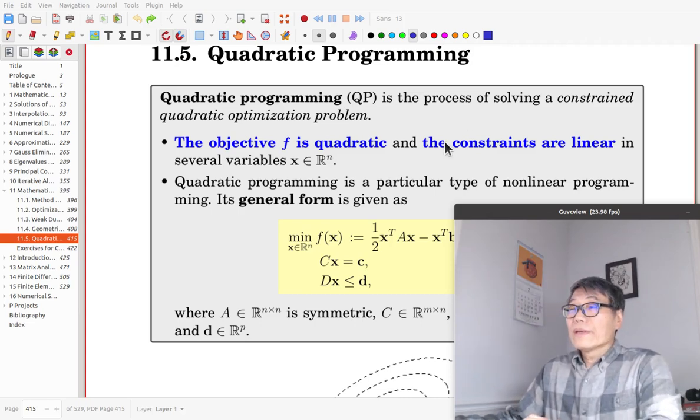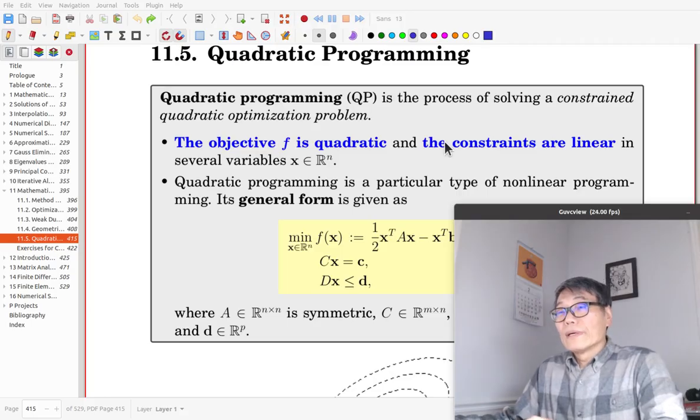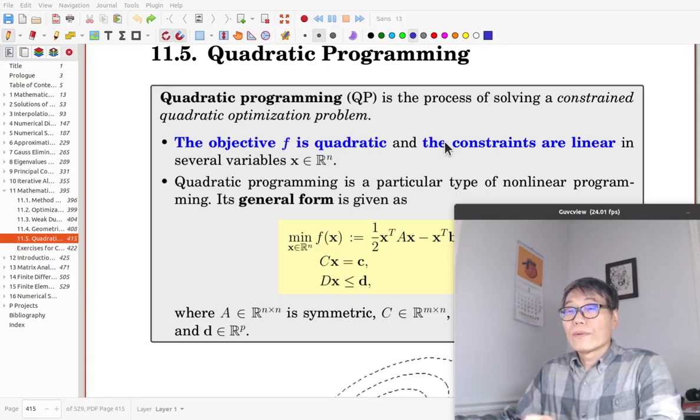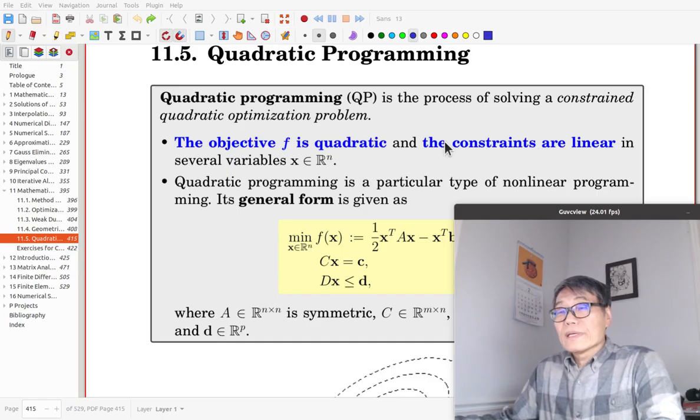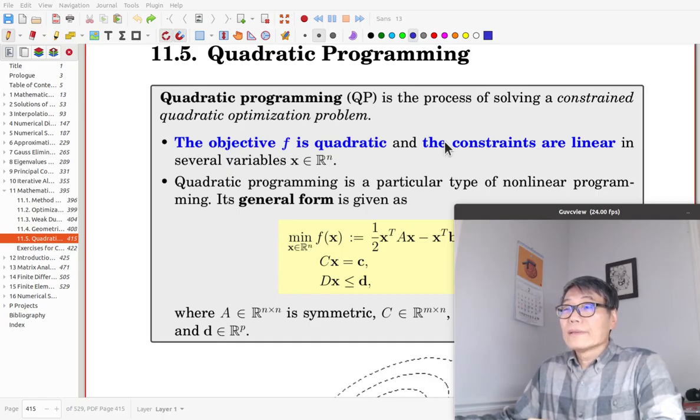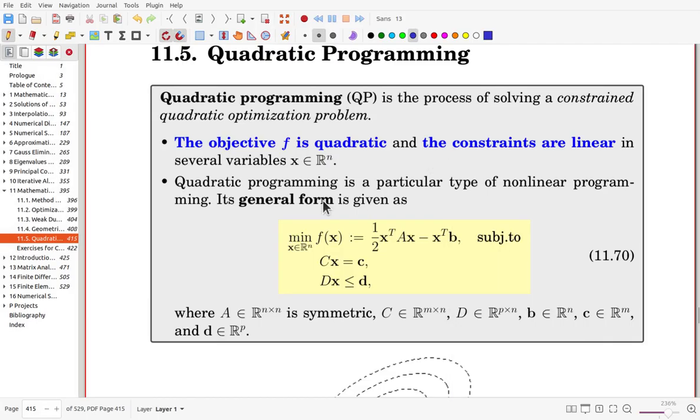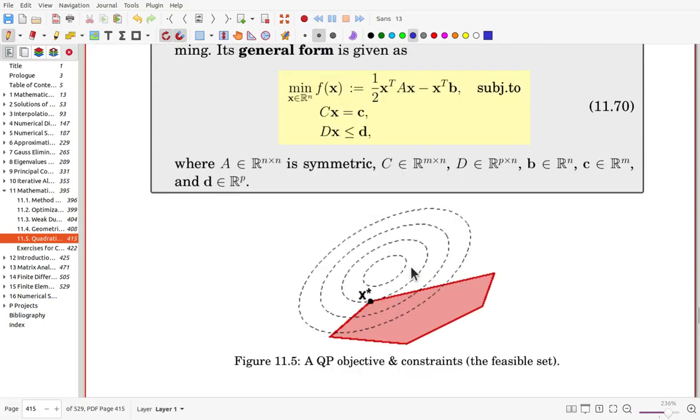Quadratic programming is the process of solving a quadratic optimization problem. Its objective is quadratic and constraints are linear. Its general form is given as in this equation. The objective is quadratic with equality and inequality constraints. They are linear. The problem can be explained using this figure.